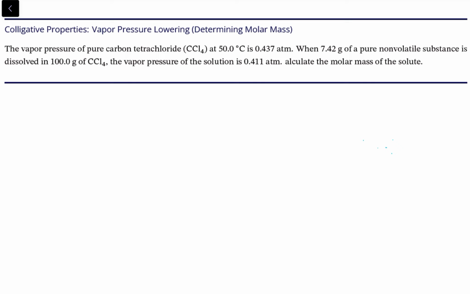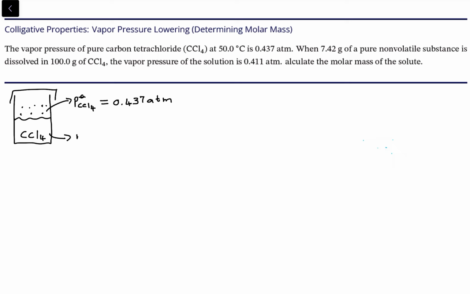So let's get some perspective and first draw what's going on. Initially you have your pure solvent, so CCl4. It has a vapor pressure, right? It's the vapor pressure of the pure solvent, CCl4, and that's given as 0.437 atmosphere. You're also given the mass of CCl4. There's 100 gram of it.